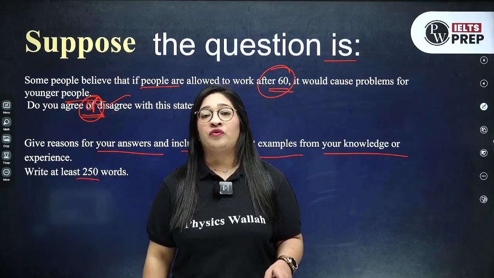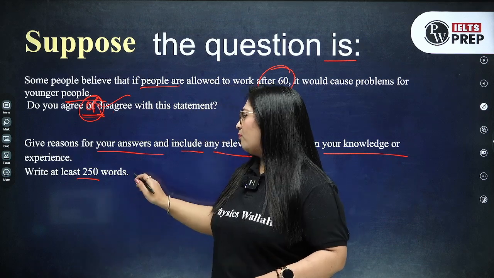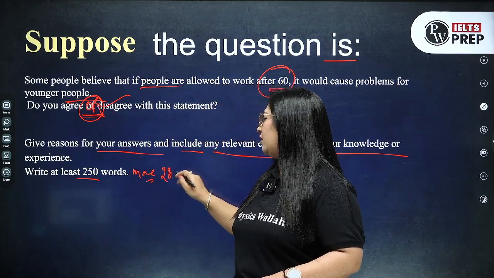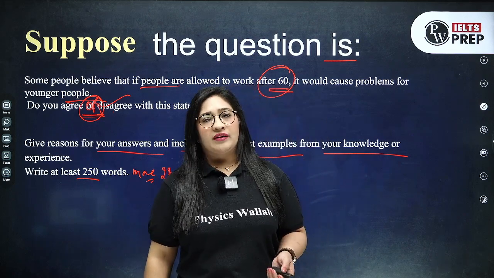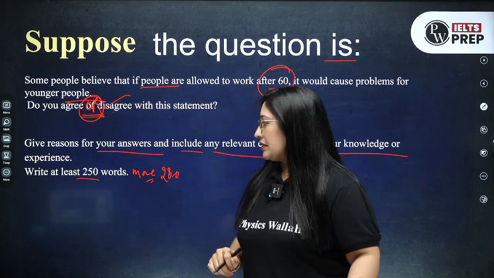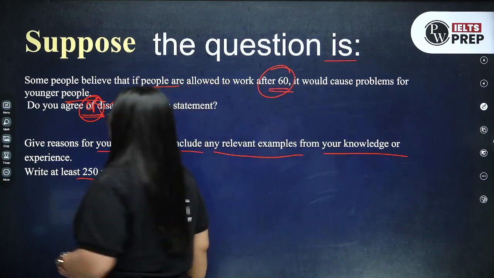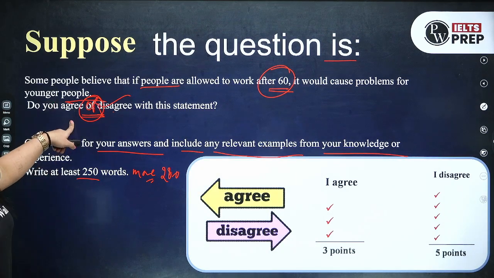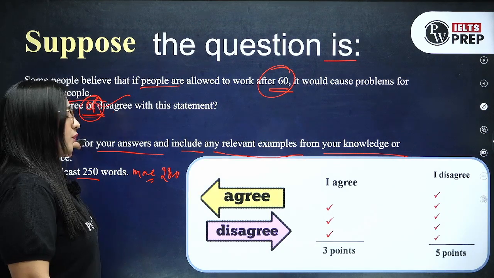It should not be 250. When I say 250 or more, you can write more also, so you can exceed till 280, but do not write more than that. Somewhere between 250 to 280 you are supposed to write your essay. Here, if I talk about this topic, do you agree or disagree with that?